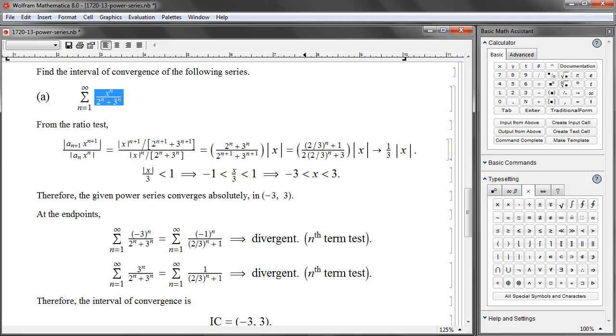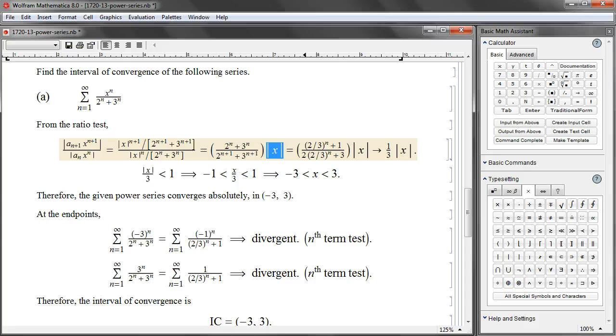The nth term goes to the denominator, and then the n plus first term comes to the numerator. All I have to do is to change all the n's to n plus 1. And now, do you see a cancellation? Absolute value of x to the n plus first power over the absolute value of x to the nth power will cancel each other out, and I'm going to get only the absolute value of x.